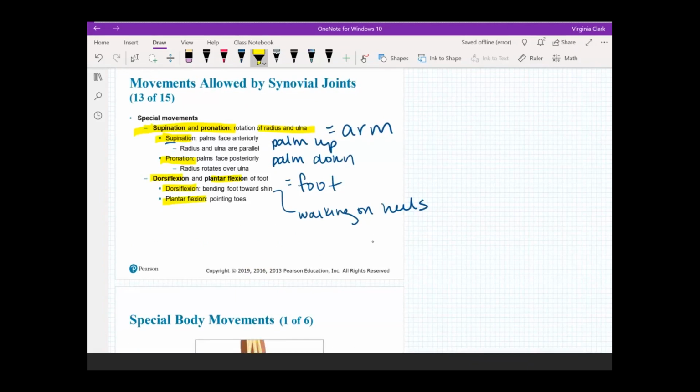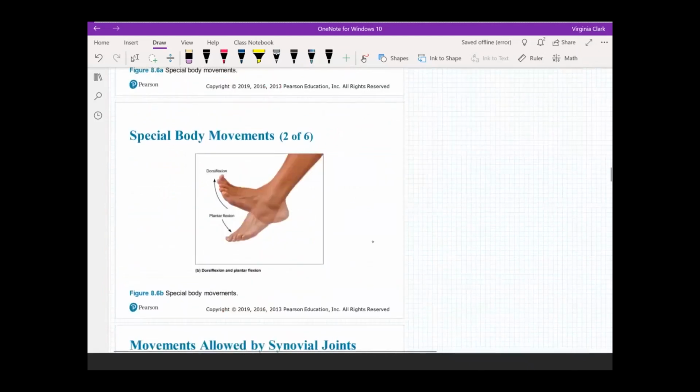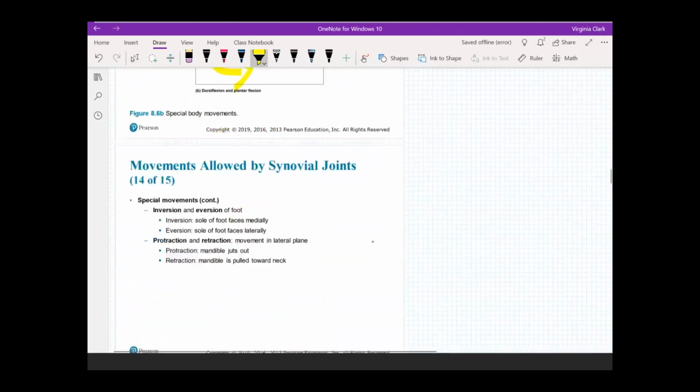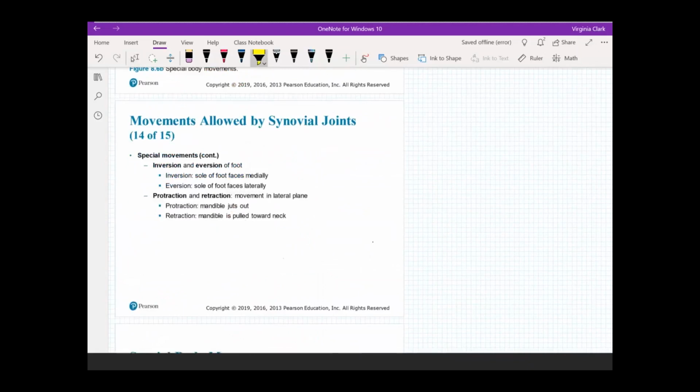Where if you have plantar flexion, this is going to be a ballerina. This is pointing your toes. You're walking on your toes. So here we go. So this one right here, you're going to go up, dorsiflexion, pointing your toes, down, plantar flexion. And then a couple other special movements. These are also going to be in the foot specifically, or inversion and eversion is at least. So this is going to be in the foot.